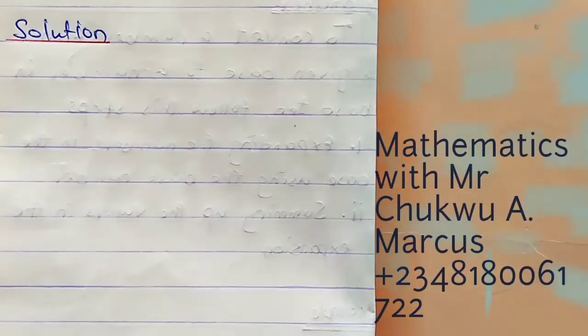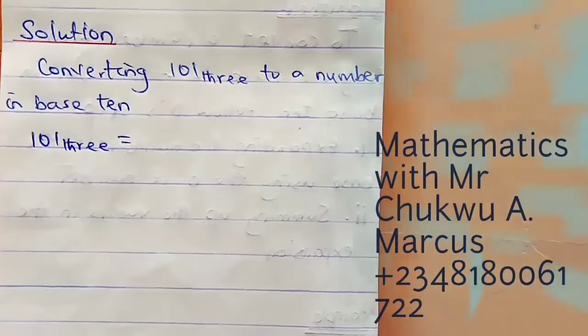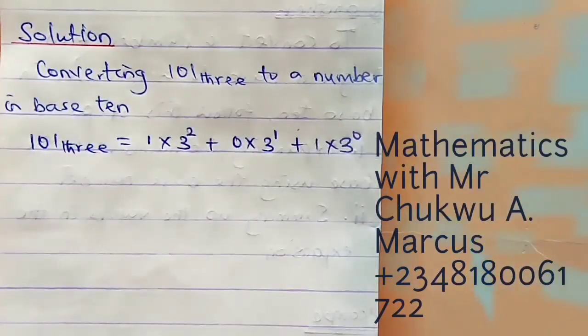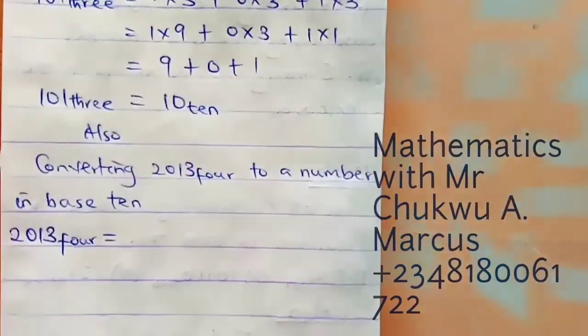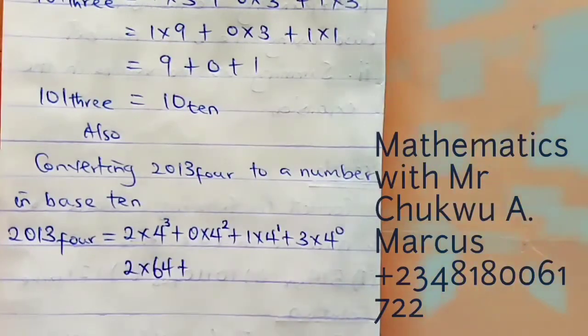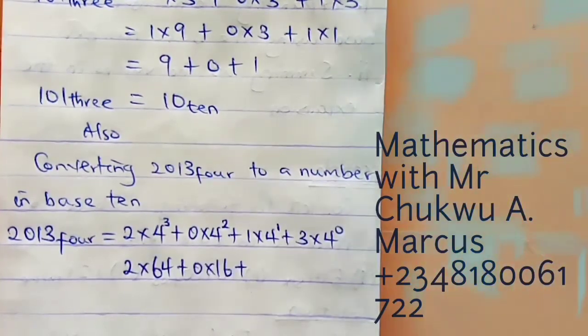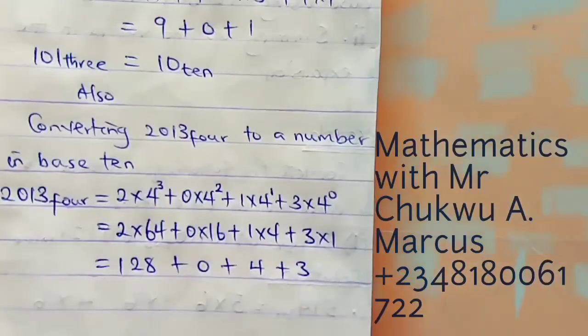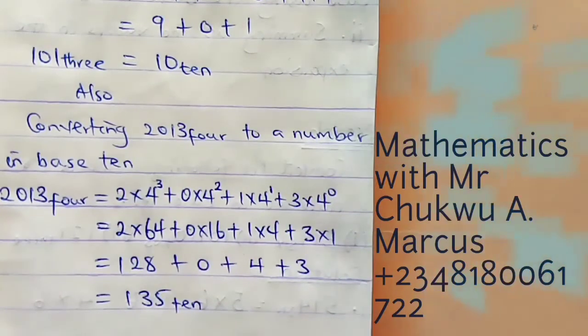Let's first of all convert 101 in base 3 and 203 in base 4 to base 10. Our expansion, remember it. 4 raised to power 3 is 64. 4 raised to power 2 is 16. 4 raised to power 1 is 4. 4 raised to power 0 is 1. So, sum it together, we have, from here, we can convert a number in base 10 now to base 2 or to base 5 as required. Let's go.